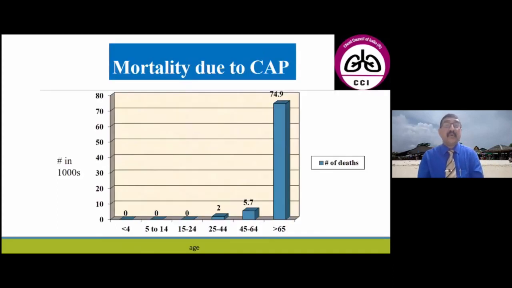So again, coming to the mortality due to community acquired pneumonia. As the age advances, the mortality rate also increases. The age which is kept as a barrier is 65 years. So when the patient crosses the age of 65 years, the mortality due to community acquired pneumonia also increases, so there is a high mortality as the age advances.